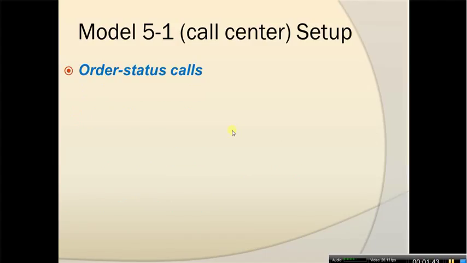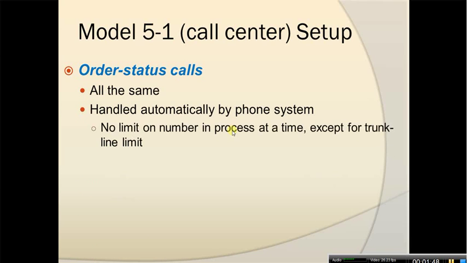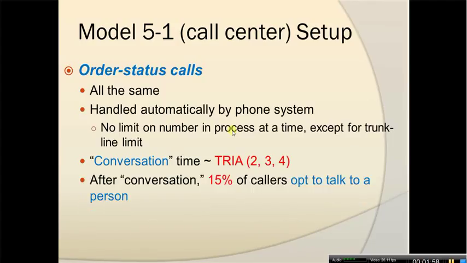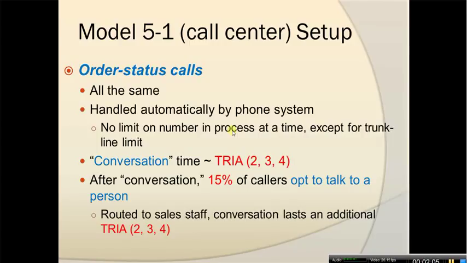We'll also model order status calls that are again all the same. They are handled automatically, and there's no limited number in process. There is a conversation time, which is triangular with parameters 2, 3, and 4. After the conversation, 15% of callers opt to talk to a person. They're routed to sales staff, and the conversation lasts an additional triangular 2, 3, 4 time. Sales calls have higher priority. All of this we're going to model in Arena.